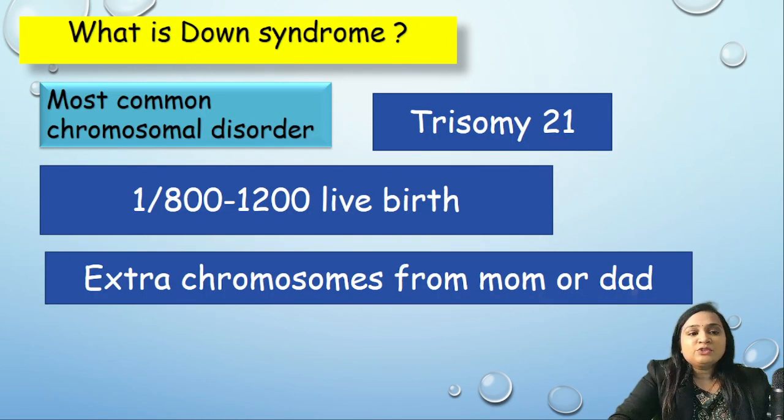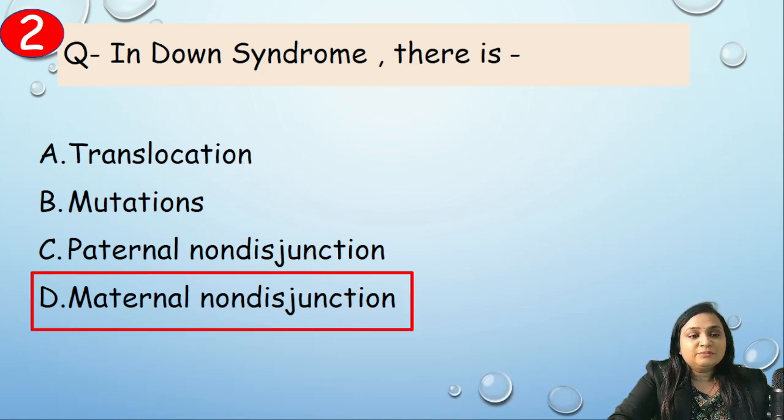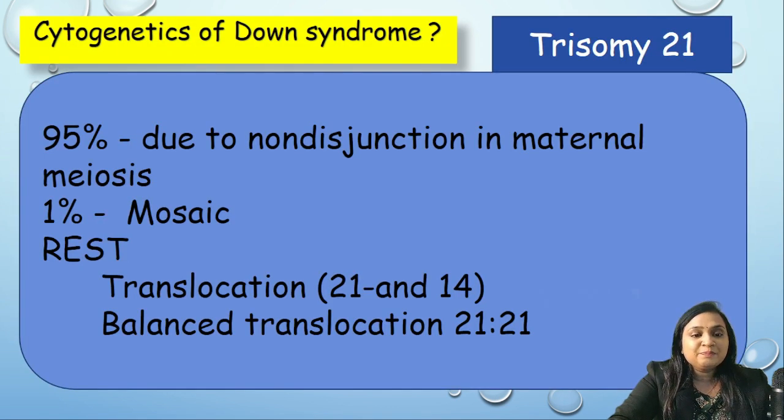So what is Down syndrome? It is the most common type of chromosomal disorder. Trisomy 21 is seen in 1 in 800 to 1200 live births, and it is one extra chromosome from either mother or father. The next question is, in Down syndrome there is: translocation, mutation, paternal non-disjunction, or maternal non-disjunction. The correct answer is option D, maternal non-disjunction. We are going to discuss it in detail in upcoming slides.